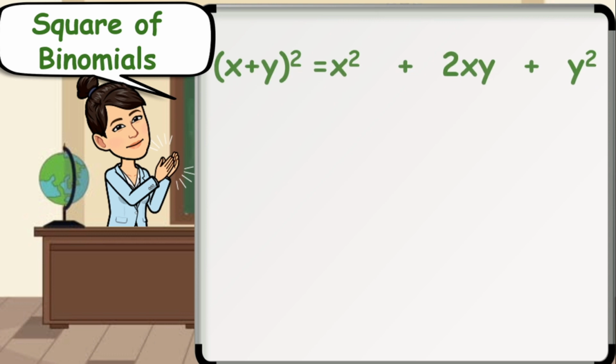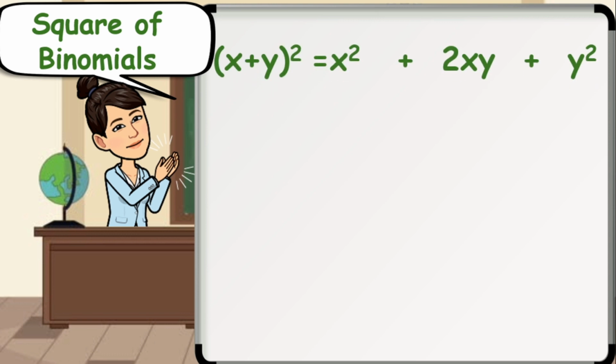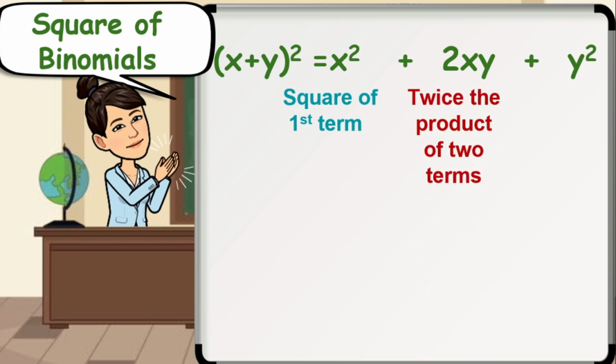For example, we have to get the square of the binomial x plus y. First, we have to square the first term, so that is x squared. And then twice the product of the two terms, so that is positive 2xy. And then square of the last term, that is positive y squared. Therefore, the square of the binomial x plus y is equal to x squared plus 2xy plus y squared.